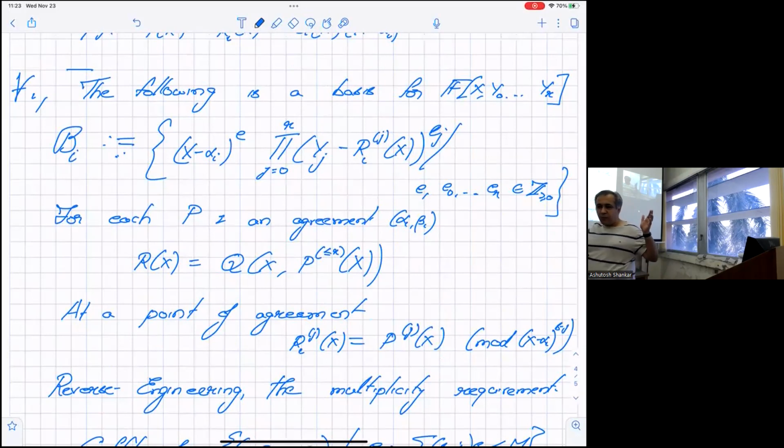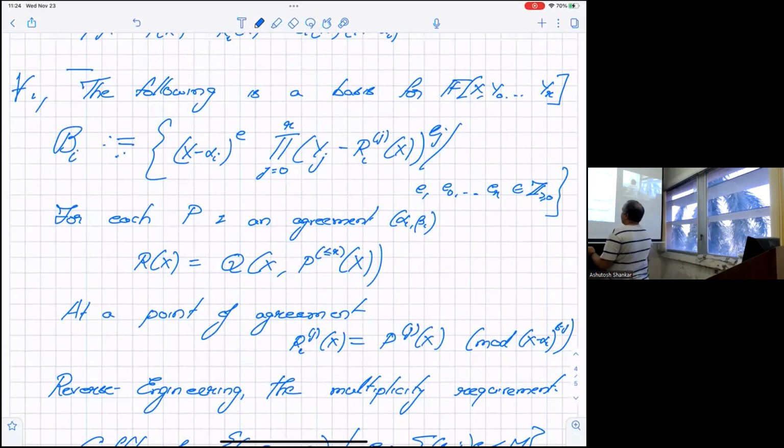And now in this basis, I'm going to plug in P_j, or the P_i of x. I'm going to plug these values in. So now it has become a univariate. It was an r plus 2 variate polynomial. It has collapsed to a univariate polynomial in x.